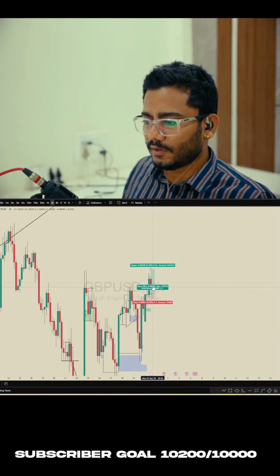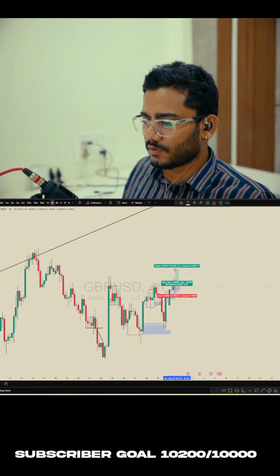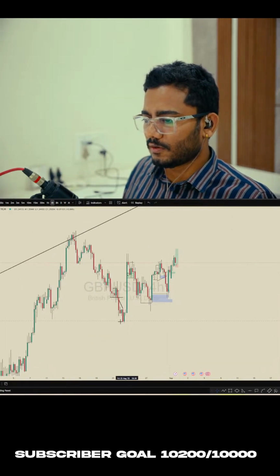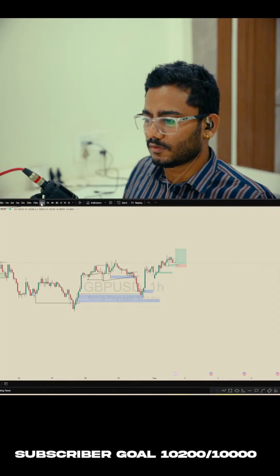Let's say if we got entry on GU, next there's also a next high, so we can continue because the trend is to the upside. You can see GU tapped and continued from this order block, so we can look for continuation to the upside from here.